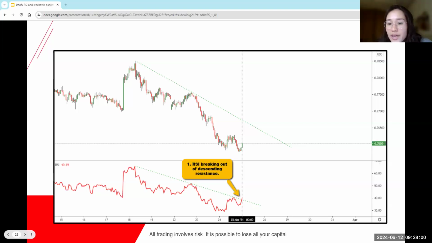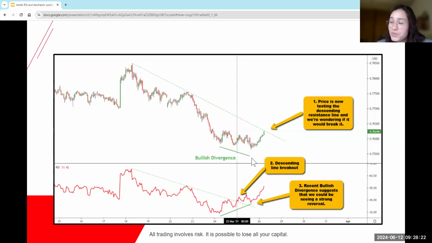Yeah, so on our RSI here, we see RSI breaking out of the descending resistance, and we're calling it a resistance instead of a descending trend line because for it to identify as a trend line, it needs to touch at least 3 times, which here you can see it hasn't. So that's why we're calling it a resistance level. Now price is testing this descending resistance line, and we're wondering if it's going to break out of it.